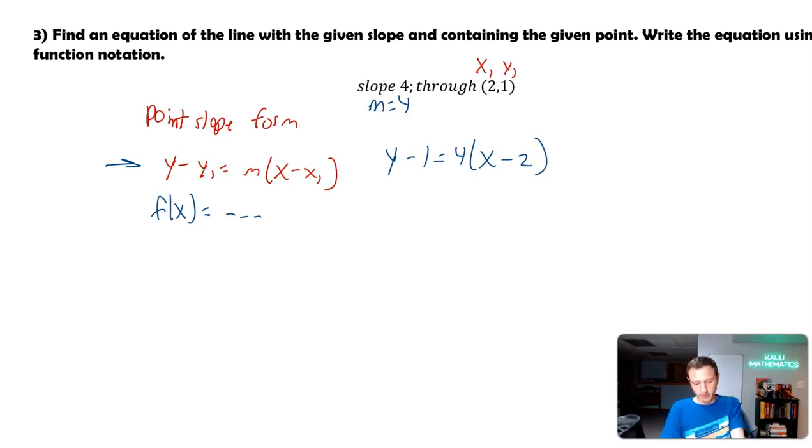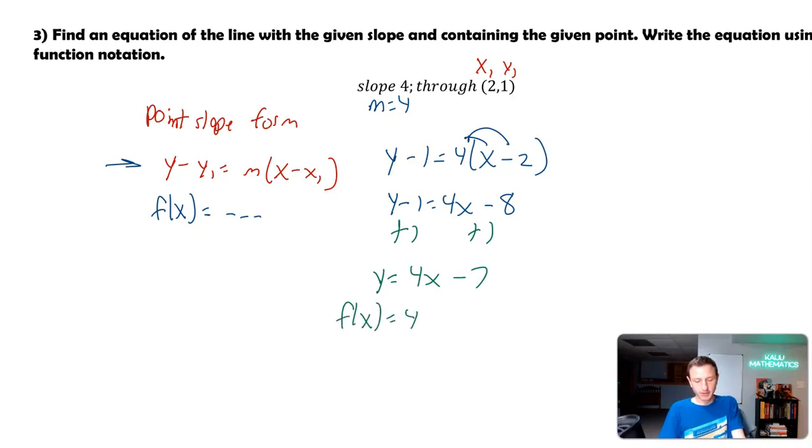So let's go ahead and solve this. I'm going to distribute the 4 into here. So y minus 1 equals 4 times x is 4x. 4 times -2 is -8. And then we want to get y by itself. So I'm going to add 1 to both sides. I get y equals 4x, -8 plus 1 is -7. So y equals 4x minus 7. Function notation though, so f of x equals 4x minus 7.